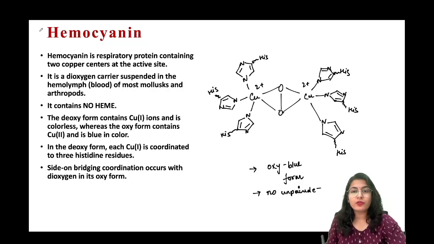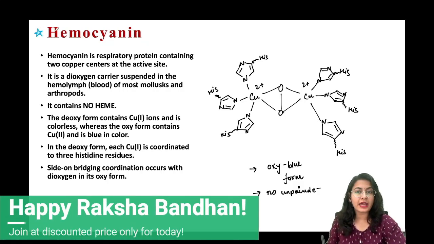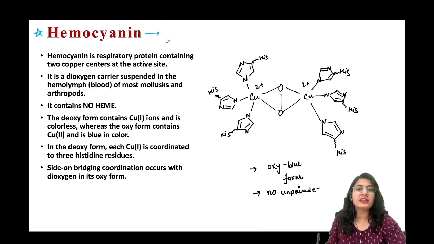So guys, now we are going to move onwards and see other metalloproteins which are responsible for oxygen carrier transport in the biological system. So hemocyanin is one of them. From the name, it feels like there is a heme group and there is a cyanide group, but no, there is not. There is neither heme nor cyanide over here. The hemocyanin molecule actually looks like this.